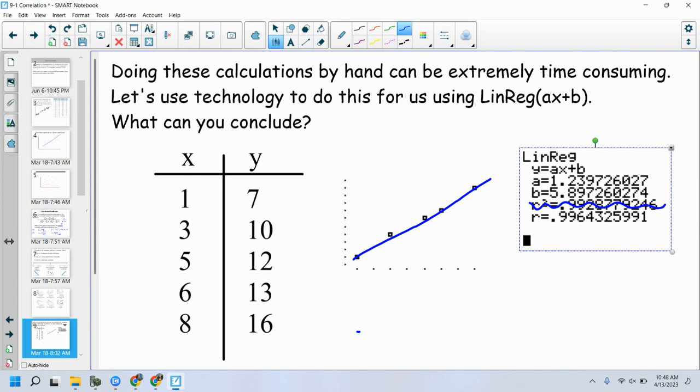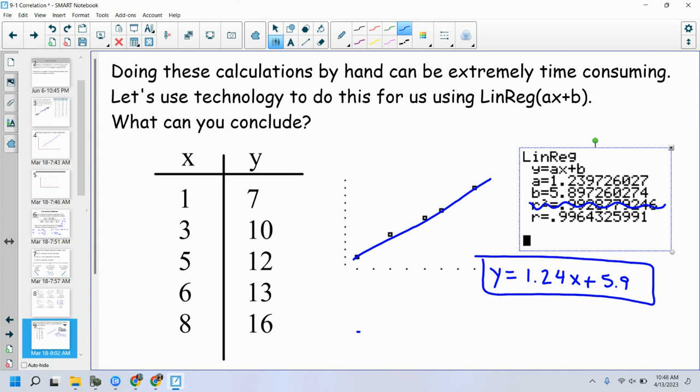Now, let's take a look at our actual equation. Y is equal to AX plus B. A in this case is, we'll round it to the nearest hundredth, 1.24x plus 5. Well, if I round to the nearest hundredth, that would be 5.90. There is my equation: 1.24x plus 5.9.